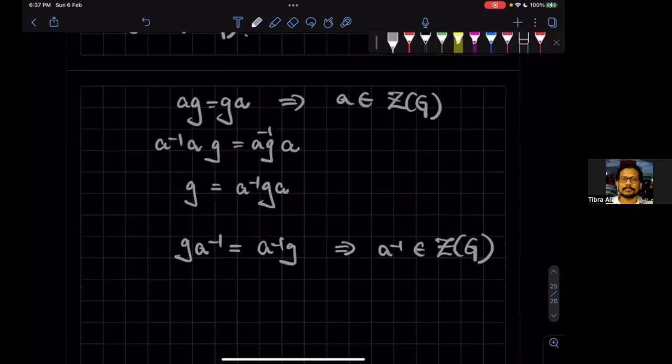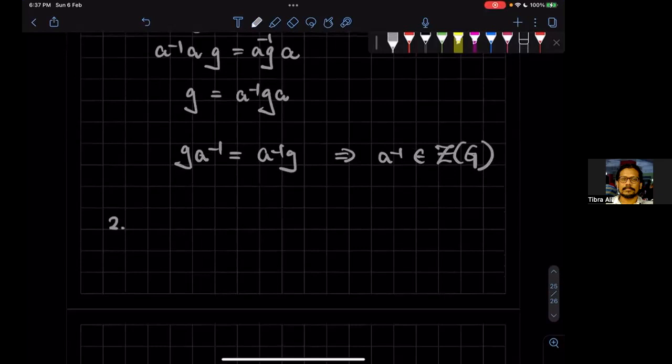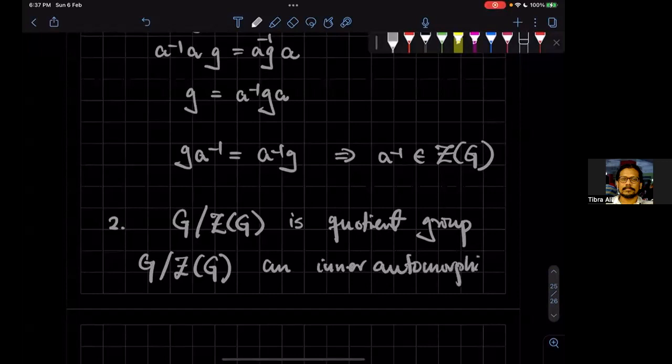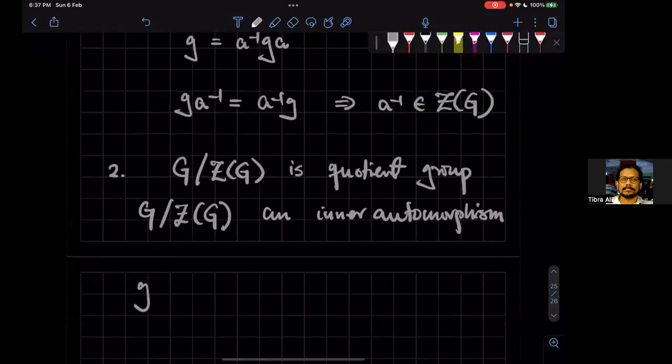Okay, and then some definition. The last thing I'm going to do today is that since Z(G) is a normal subgroup, that means G/Z(G) is a quotient group, right? We have proved this. Well, I've given you the proof to prove by yourself. It's a quotient group, and this has a name. It's called the inner automorphism group of G. Okay, so I think I'm going to stop here.